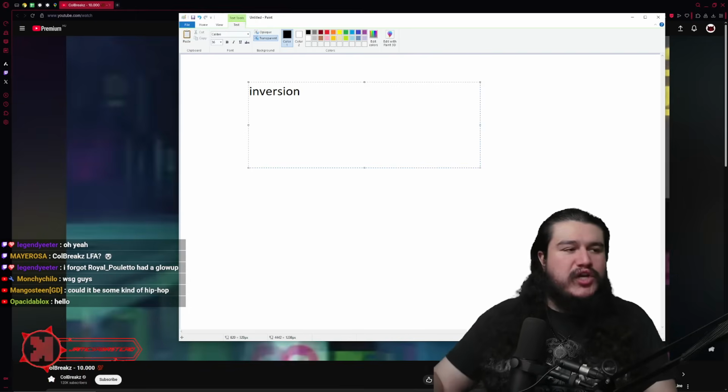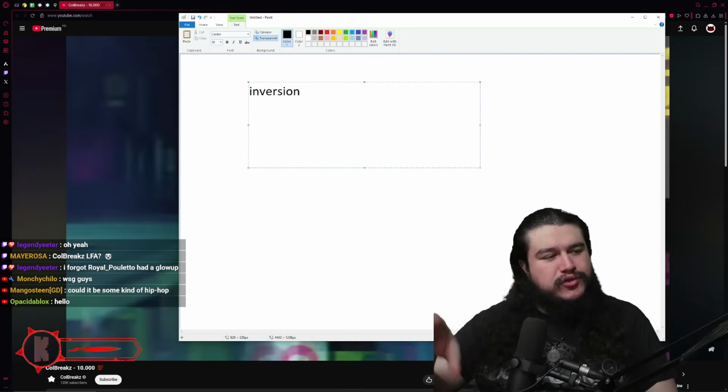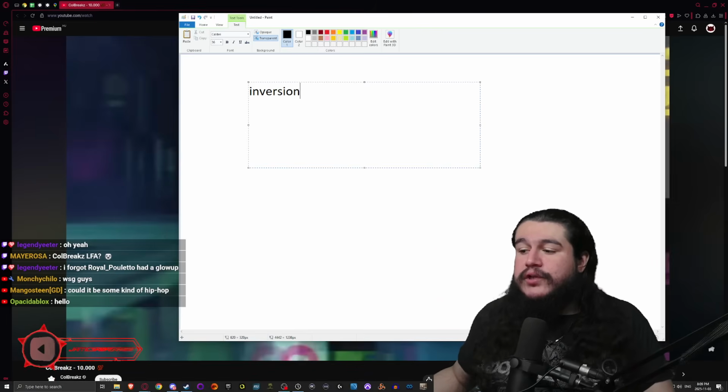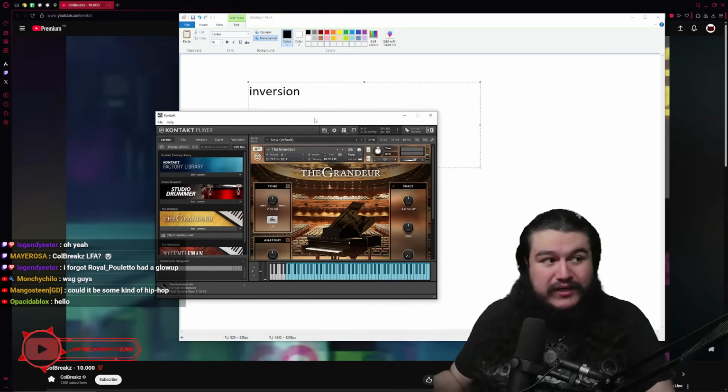There's two types of inversion. There's inversion in the melody, there's inversion in the harmony. Right now we're going to be talking about inversion in the melody. Inversion is when you take a musical idea and you flip it upside down.